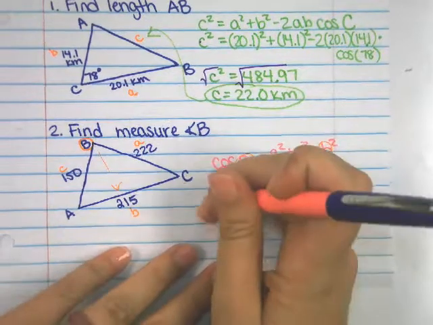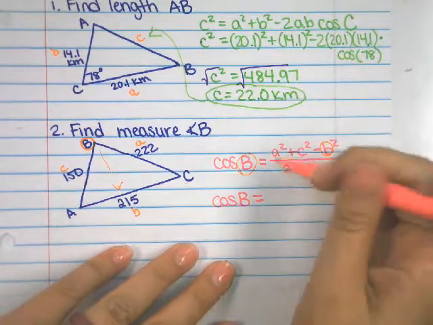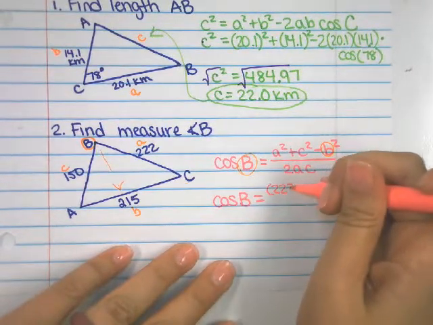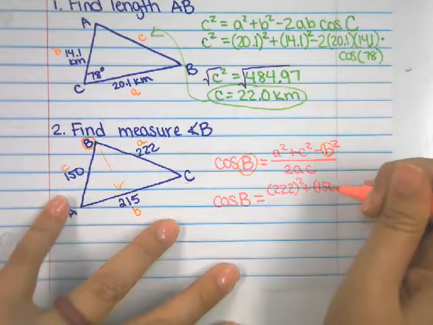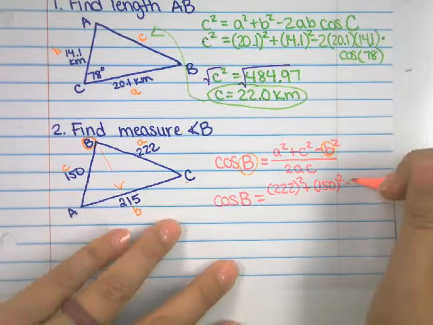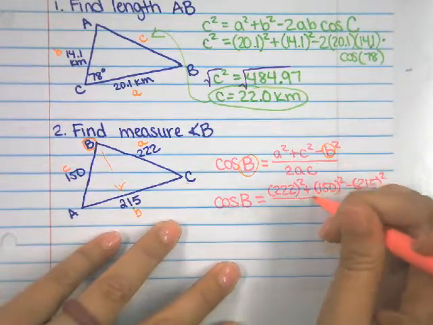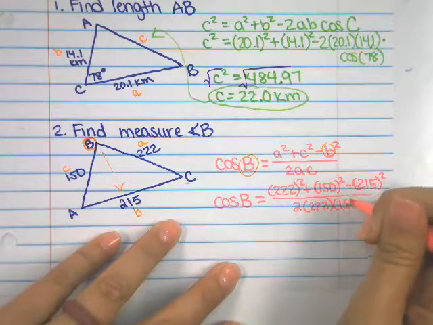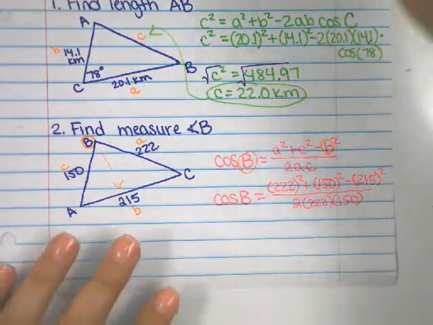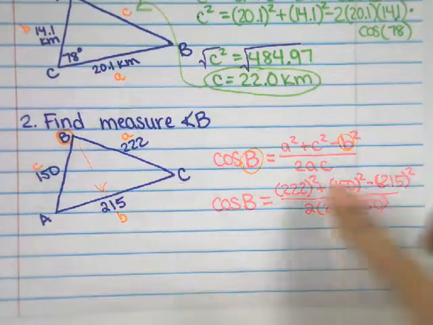Let's plug in everything that we know. So we don't know angle B, but we do know all three sides. So side A is 222 squared. Side C is 150 squared minus B, which is 215 squared, over 2 times A times C. So that's all the information from the triangle plugged into this formula.